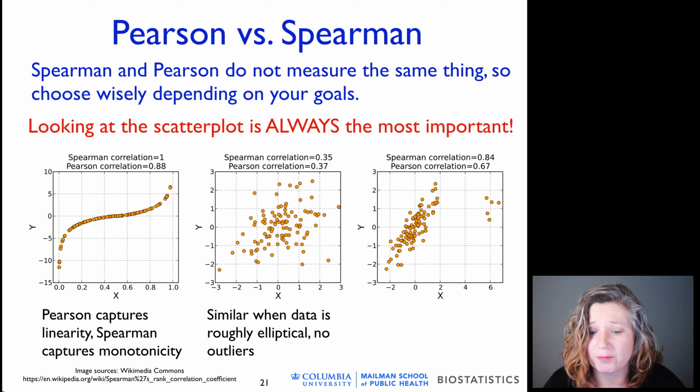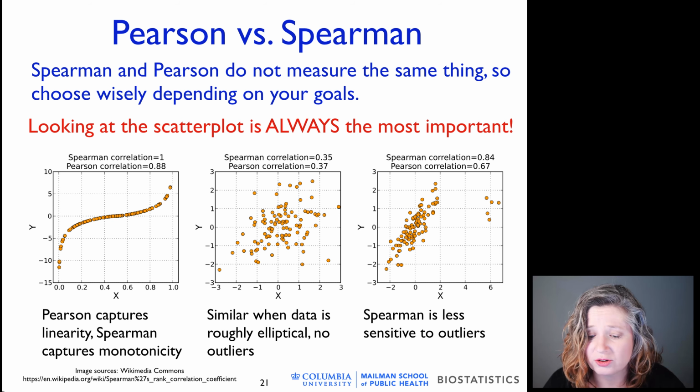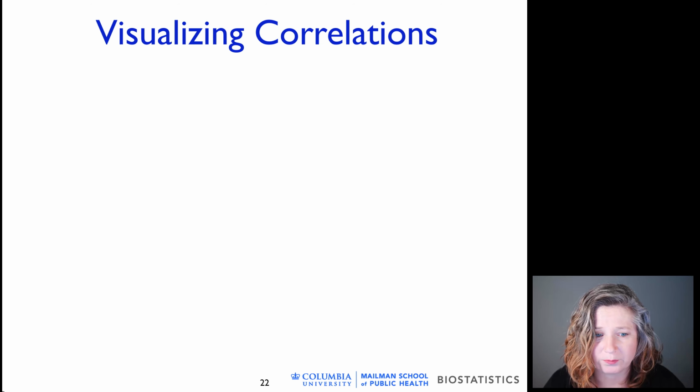In the last example, we see quite a strong relationship between X and Y with some outliers. In this case, Spearman correlation is a better measure of association between X and Y because it cares only about monotonicity, while Pearson correlation requires linearity, and the outliers are destroying the linearity between X and Y.